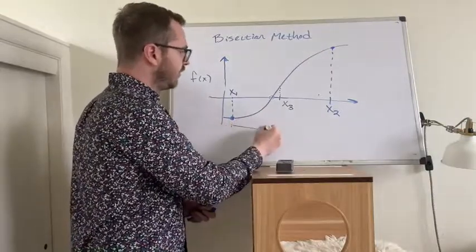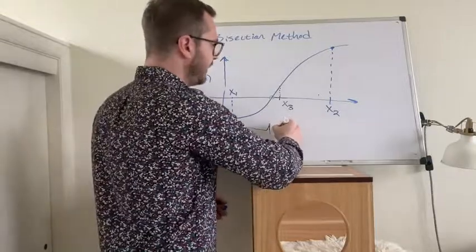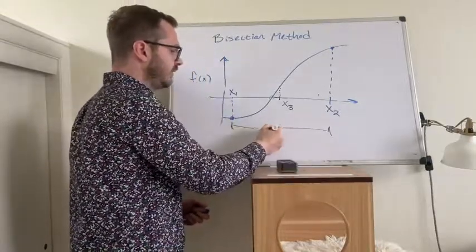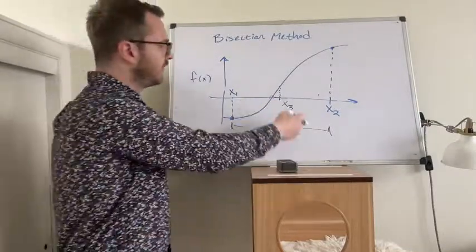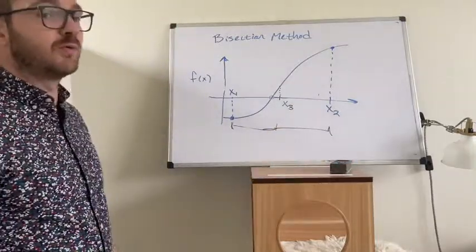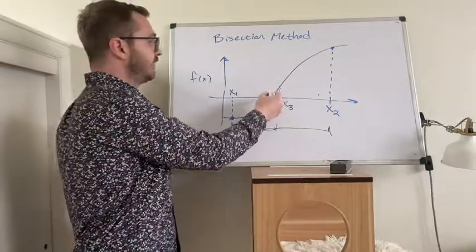So what we can do is treat x1 to x3 as one interval, and x3 to x2 as another interval. On the first interval, is the root there? On the second interval, is the root there? Clearly, it can't be in both. So how can we check to figure out if the root is here?